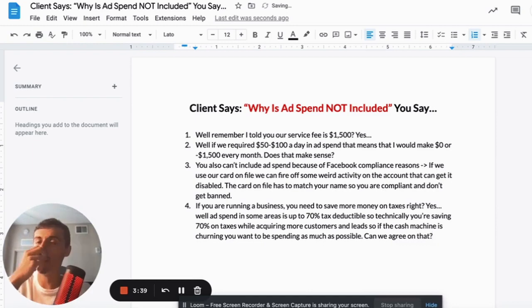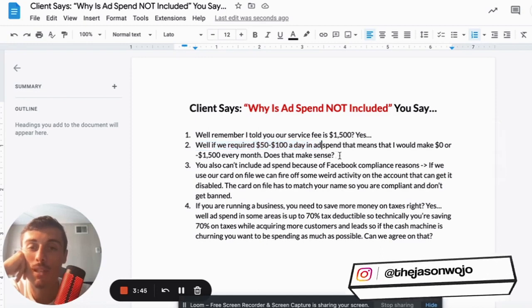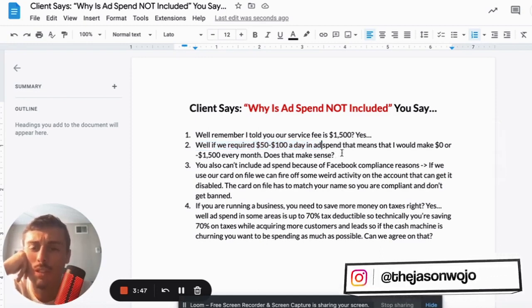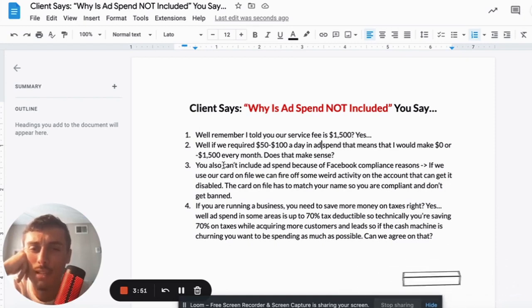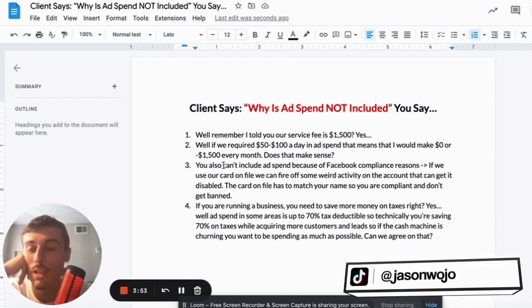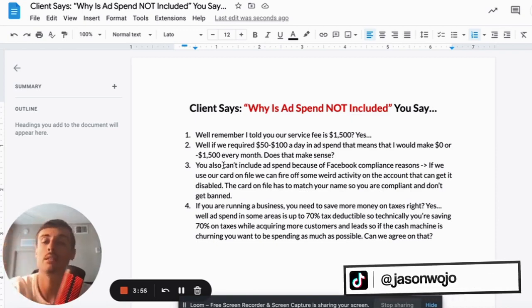So that is how I take that objection. Okay, take it three ways. Well, yeah. So if we require $50 a day in ad spend, that means I would make $0 or negative $1,500. Does it make sense? You also can't include ad spend because of Facebook compliance reasons. And then if you're running a business, the whole tax deductible option.